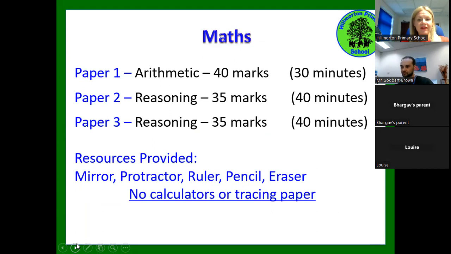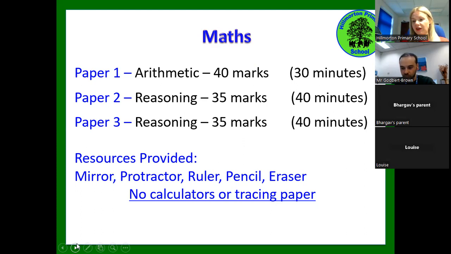Okay, so for the maths, there are 3 papers: an arithmetic paper, which is 40 marks, 30 minutes long, and 2 reasoning papers. The reasoning papers, there isn't any difference between them. It's not that one is harder than the other. Many years ago, there used to be a calculator and a non-calculator paper. They're not allowed calculators at all anymore. The reason there are 2 reasoning papers is just because there's so much content that they split them into 2 parts.